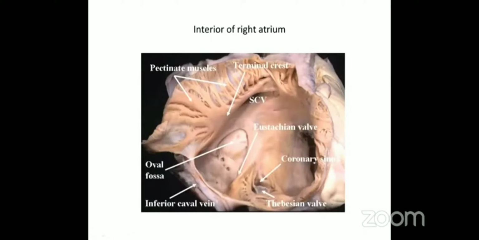This rough part is because of these muscles which are called pectinate muscles. This is the main part derived from the primitive atrial chamber, while this is the smooth part which is the absorbed part, that's why it is smooth, where there is the opening of the main veins, that is the superior vena cava, then the inferior vena cava, and the coronary sinus. These have separate valves, that is the eustachian valve and the thebesian valve.